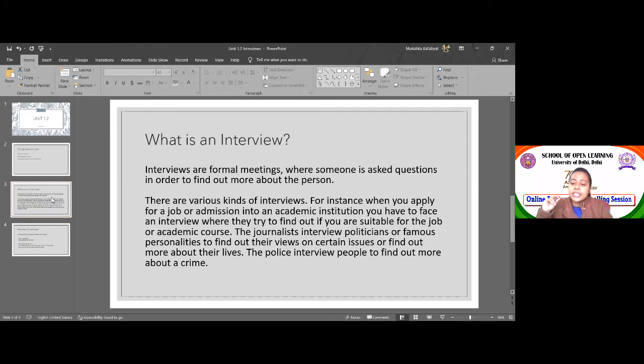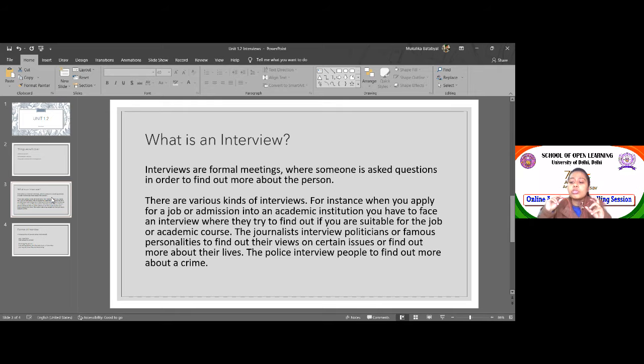So if the police tracks down that person, then the police is going to interview that person about the crime. It's going to ask questions about whatever your allegations are, whatever you are saying has happened to you. So that is a third kind of interview. So to put it short, what is an interview? It is a formal meeting where someone asks questions in order to find out about the person, about the situation, about the things related to a particular issue.